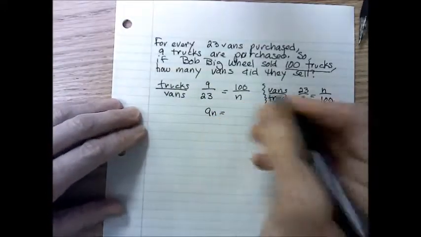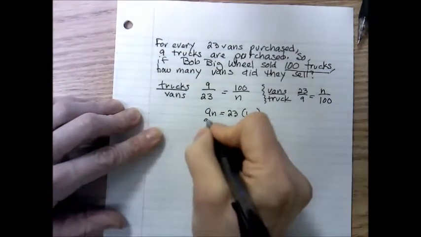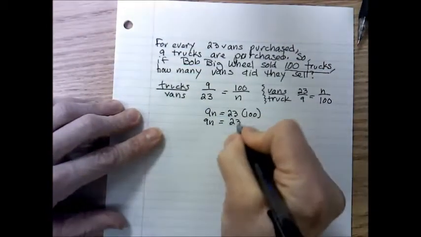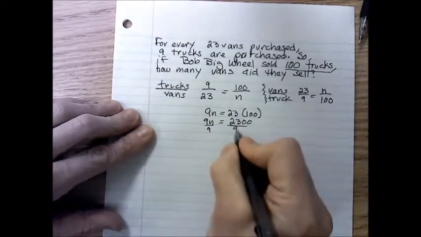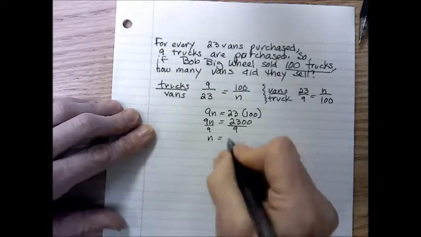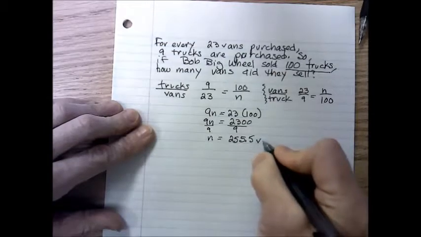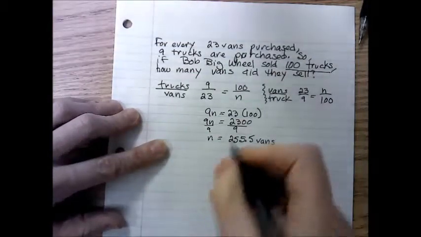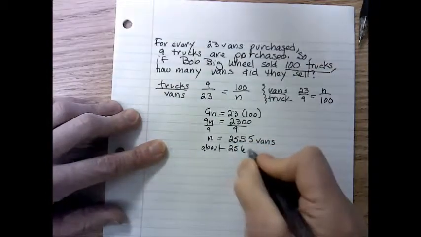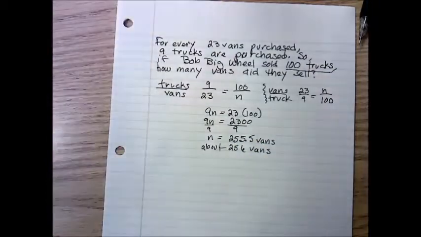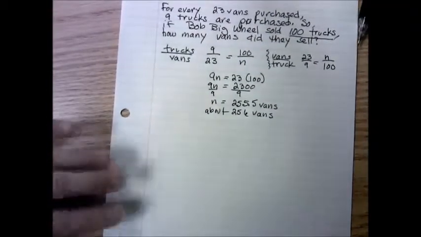So we would set this up as 9n equals 23 times 100. So we know that's 9n equals 2,300. And now to isolate that variable, we're going to divide both sides by 9. And n is going to be 255.5 vans. And if you'd like to round, that would be about 256 vans would be your expectation. All right. And I just want to try one more problem.